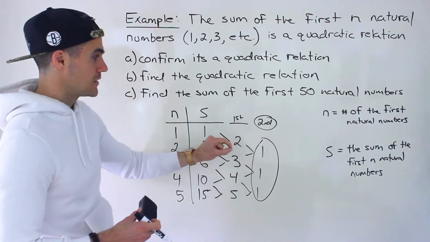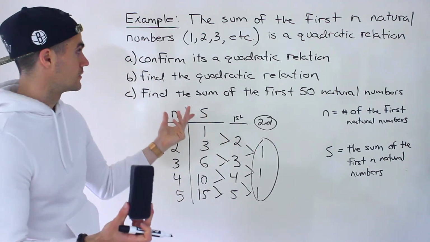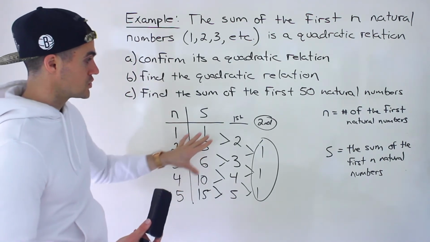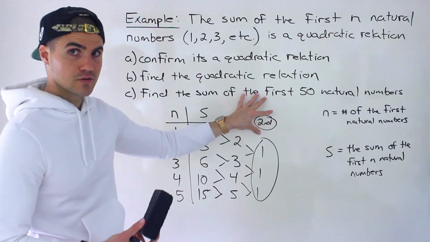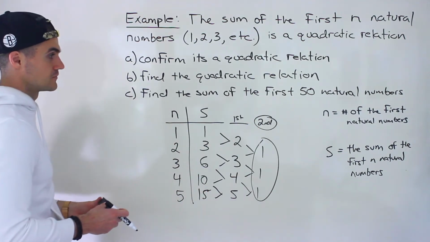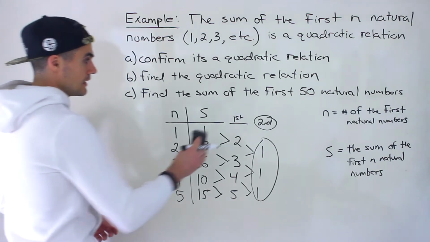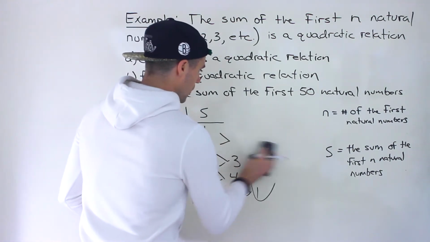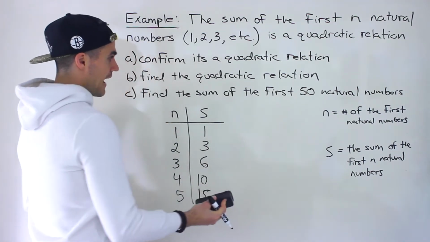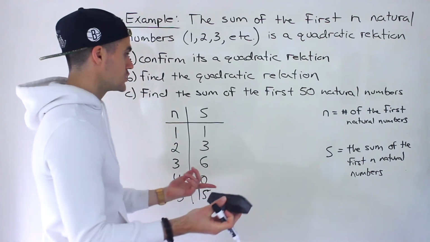So that means that we're dealing with a quadratic, right? We did part A, we confirmed it's a quadratic relation by showing that the second differences in the table of values is constant. So that's it for part A. Now in part B, what we have to do is find the actual quadratic relation.